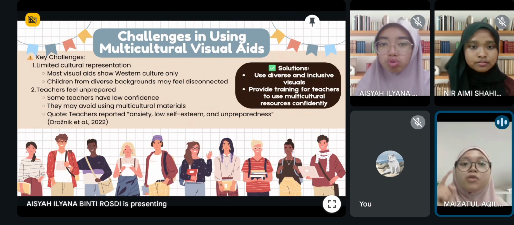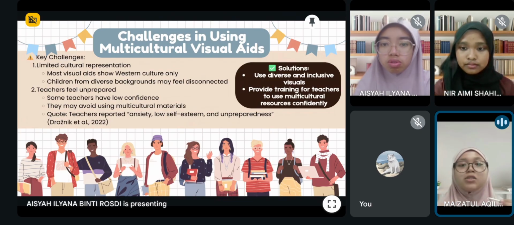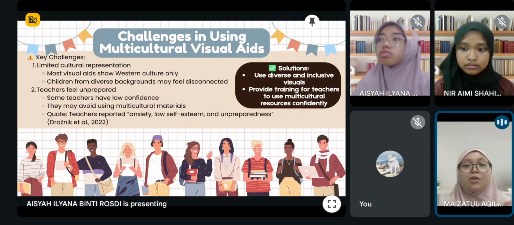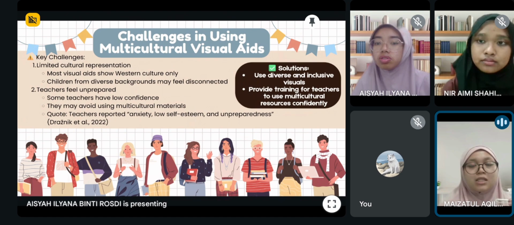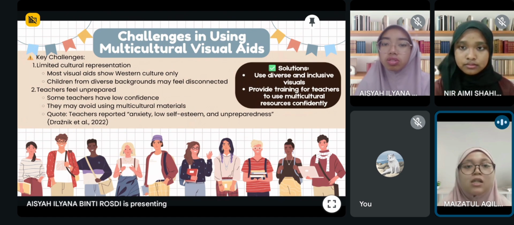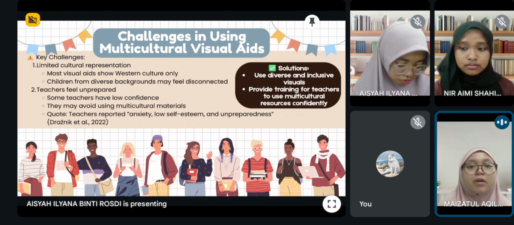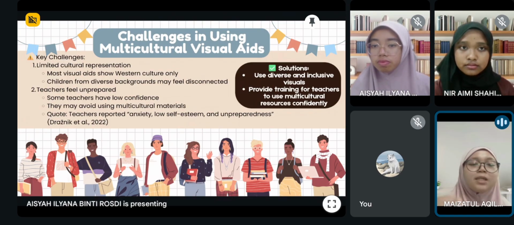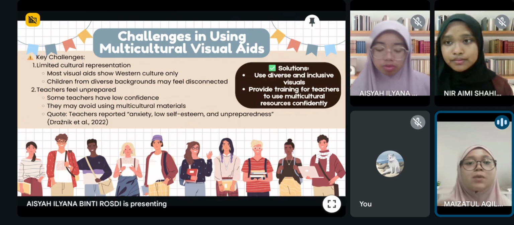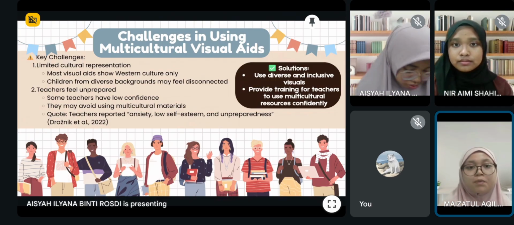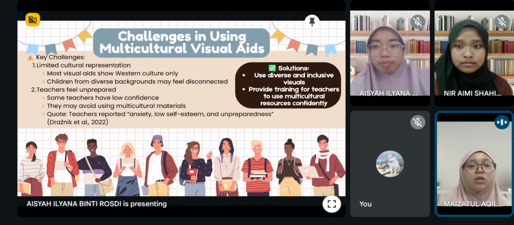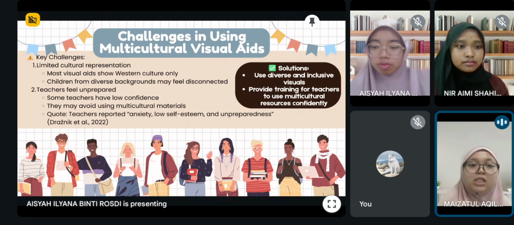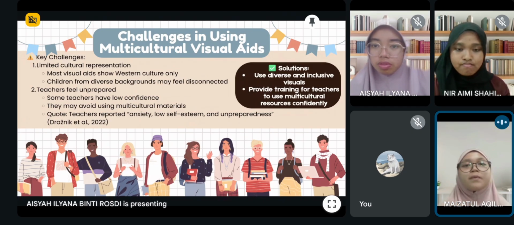First, they should provide more diverse and multicultural visual aids, such as materials that represent different cultures, languages, races, and religions. Second, teachers should be given proper training and support. When teachers feel confident, they are more likely to use these materials in meaningful ways that support every child in the classroom. So, while visual aids are powerful, we must make sure that they are also inclusive and that the teachers are prepared to use them as well. Next slide.